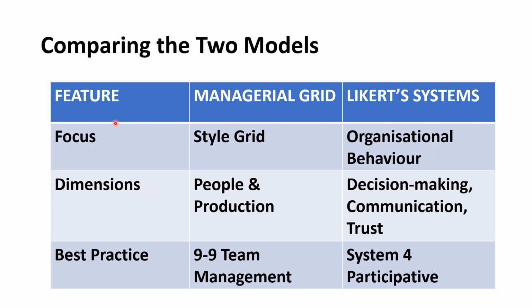And on dimensions feature, managerial grid is people and production oriented. On Likert systems, it is decision making, communication, and trust. On best practice feature, managerial grid 9-9 team management is the best. And in Likert systems, system 4, participative system is the best.